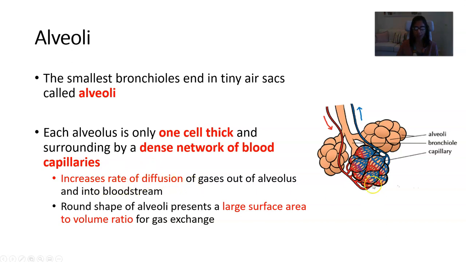So it means that oxygen can very quickly get into that blood network, and carbon dioxide can very quickly leave the blood network and go back into the alveoli and back the way the air came. You can see that these alveoli, these air sacs, are round in shape, and this is also significant because it presents a larger surface area to volume ratio for gas exchange to happen.